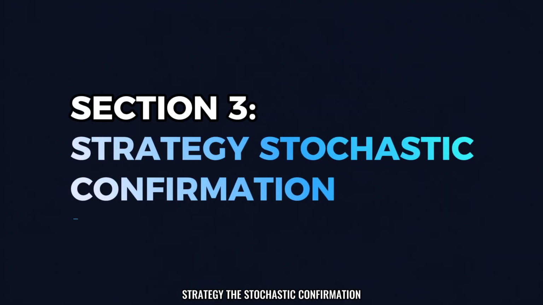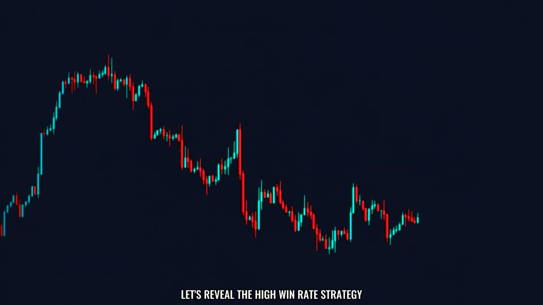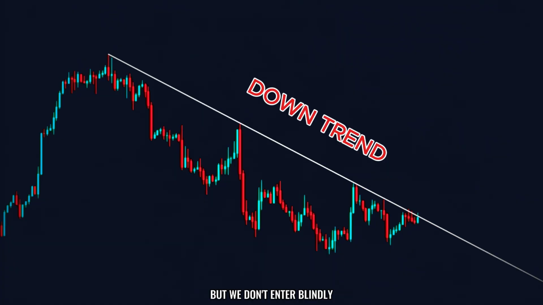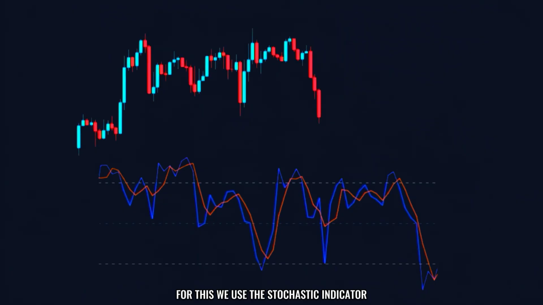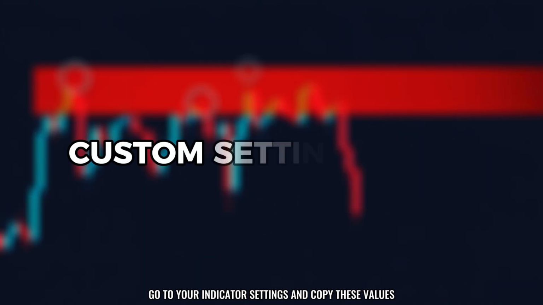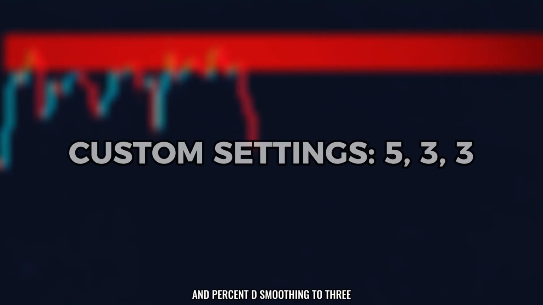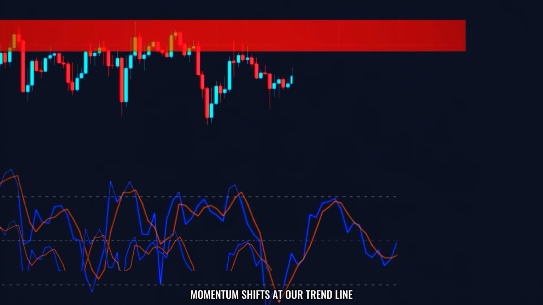Section 3. Strategy: the stochastic confirmation. Now that you know how to draw them, let's reveal the high win rate strategy. We treat trend lines as key levels, but we don't enter blindly. We need extra confirmation. For this, we use the stochastic indicator. But you must use custom settings to make it effective. Go to your indicator settings and copy these values. %K length to 5, %K smoothing to 3, and %D smoothing to 3. This sensitivity allows us to catch the exact moment momentum shifts at our trend line.